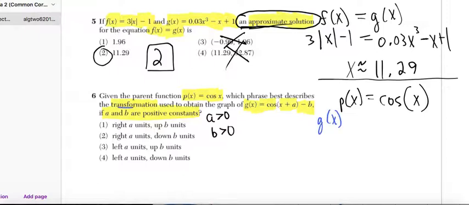it's not just any transformation, it's a translation, which means it's shifted. It moves left, right, up, down. So inside parentheses, we're adding a positive value. Whenever you add a positive value, it moves to the left. So it's left a units. Whenever you add inside the parentheses, it moves left. If you subtract in the parentheses, it moves right. So since we're adding inside the parentheses, it moves left a units, which eliminates choices 1 and 2, which said right a units. Then outside is the vertical translation, moving up and down.